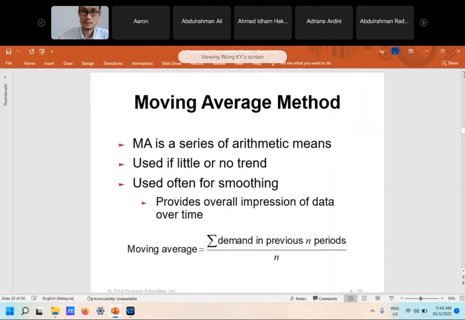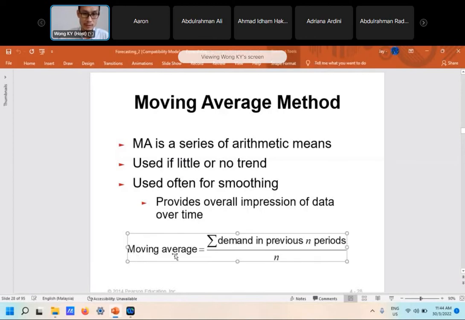Right, so the second approach is called the moving average method. Now, a moving average is a series of arithmetic means. There are two types of means: one is the geometric mean, the other is the arithmetic mean. You can Google search the differences between them. In this method, we are calculating the arithmetic mean. This method is used if there is little trend or no trend in the data.